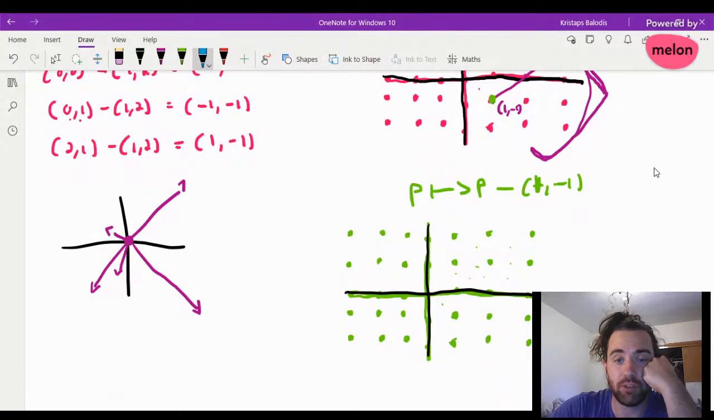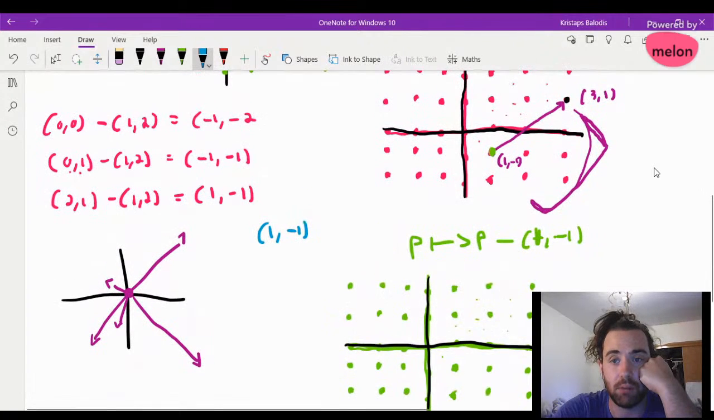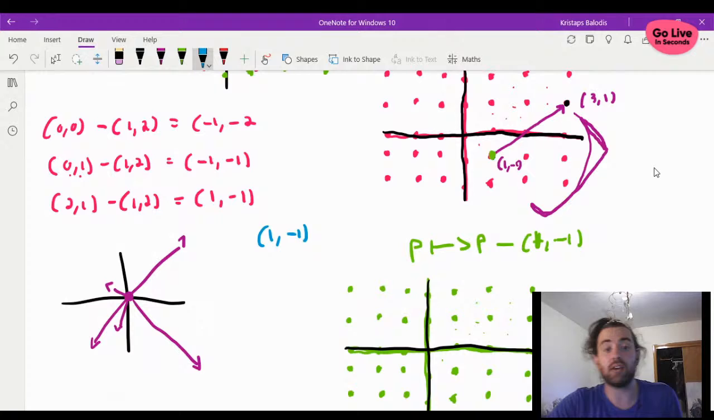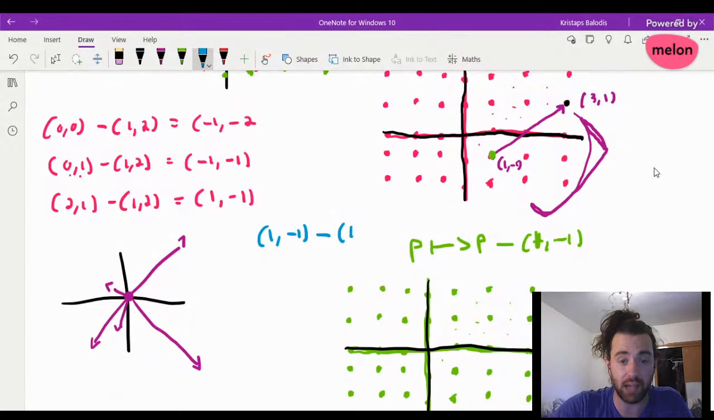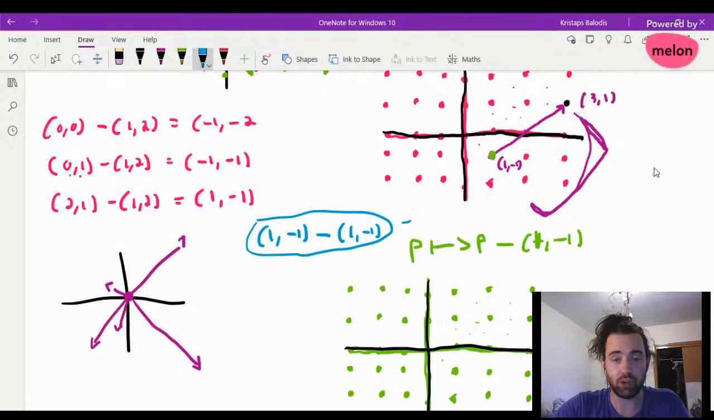Well, I simply have to compute it, right? So if I want to know where the point P goes, so if here P is the tail, it's 1, -1, then it's going to get set to the point 1, -1, minus 1, -1. But then look what happens. Those are the same points. So this answer is just the point 0, 0. So where this tail ends up after this transformation is the point 0, 0.